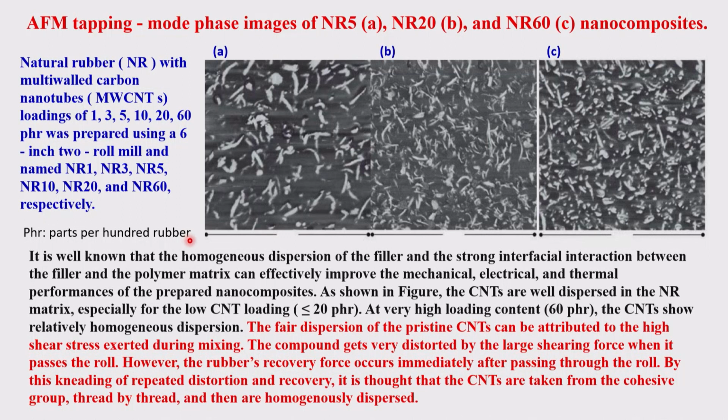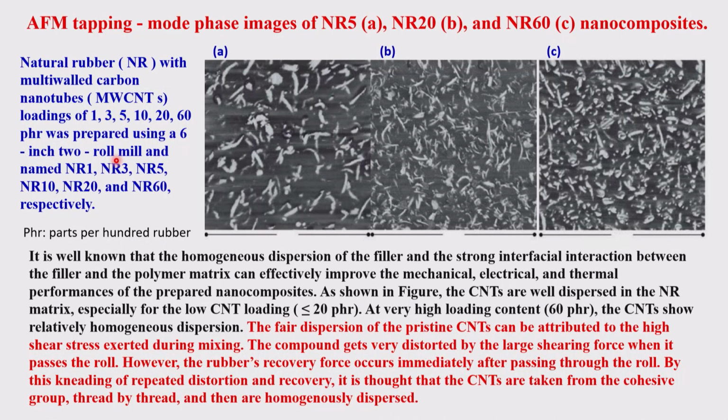That's how they use, like parts per million and parts per billion. Here it is parts per 100 rubber. Okay. And so there is 1, 3, 5. These are all made and prepared using a 6-inch 2-roll mill.